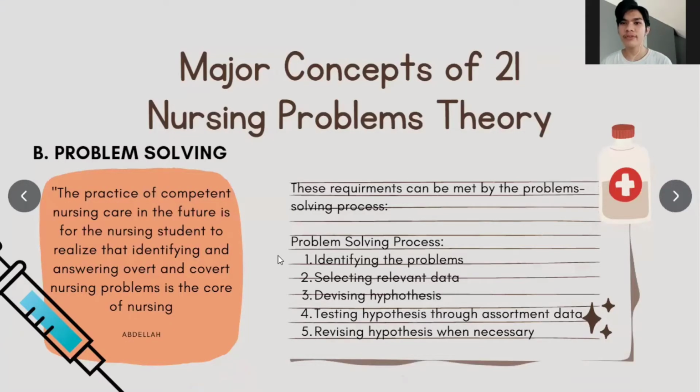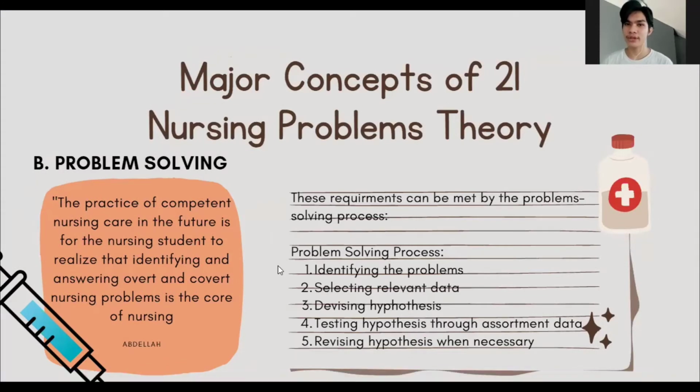Major concept of the 21 Nursing Problems Theory. B. Problem solving. According to Abdellah, the practice of competent nursing care in the future requires the nursing student to realize that identifying and answering overt and covert nursing problems is the core of nursing. This requirement can be met by the problem-solving process.